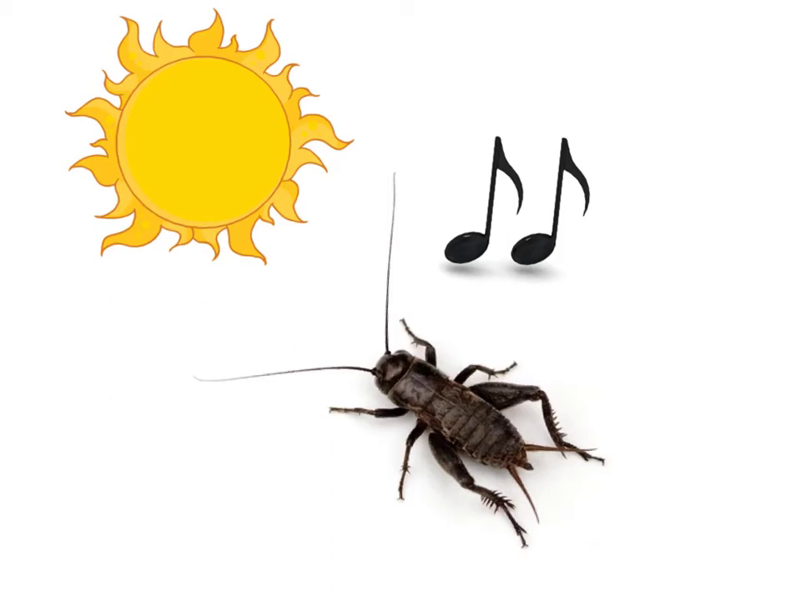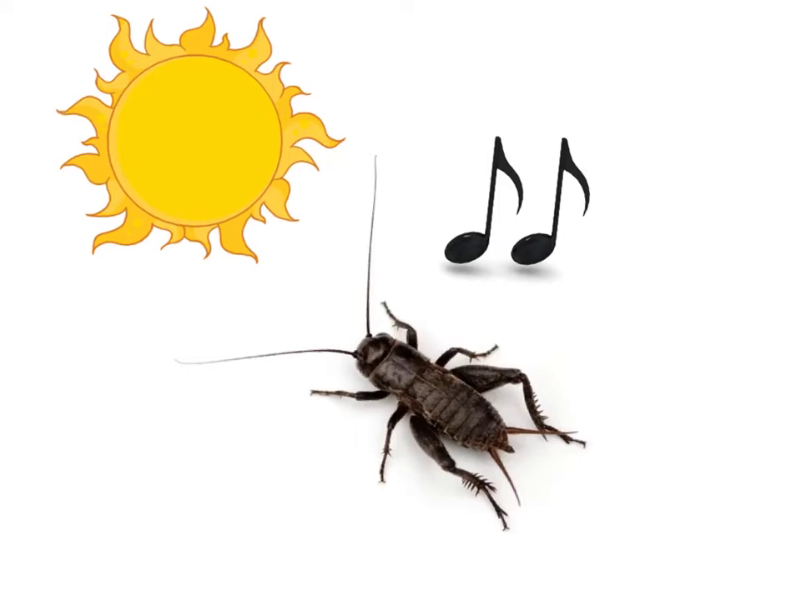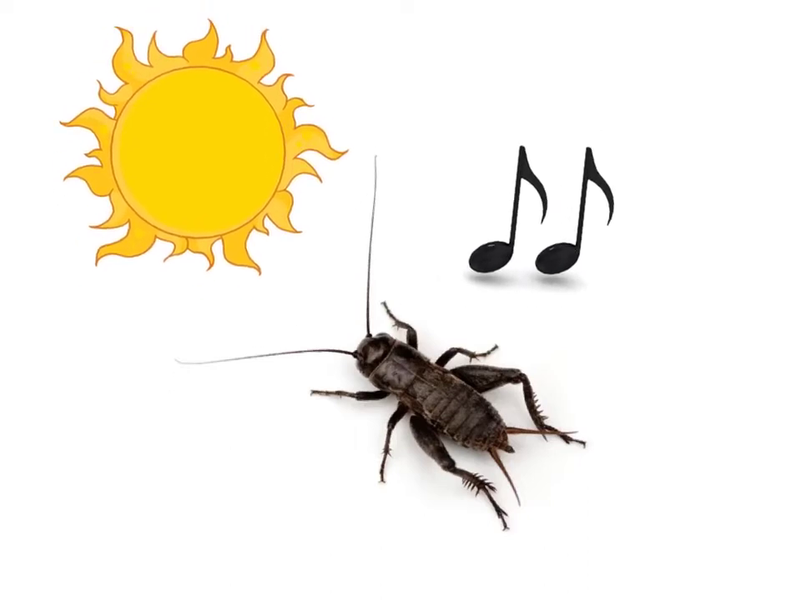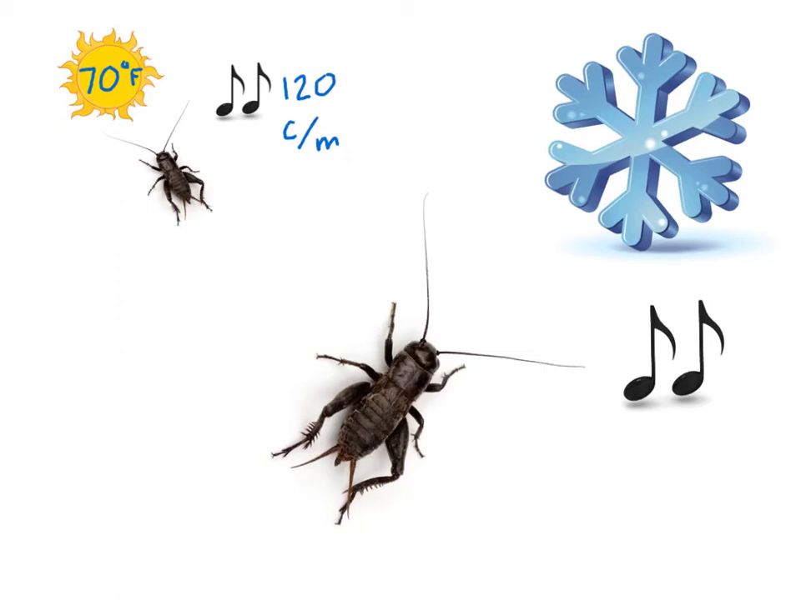So Dolbear took these questions and he went to observe these field crickets. Here's a little picture of our field cricket. One thing he noticed when he was observing these crickets in nature is a pattern between the temperature outside and how much these crickets were chirping. For example, he noticed that when it was 70 degrees Fahrenheit outside, he counted 120 chirps per minute. I'm going to use that little symbol, C per M, for chirps per minute. He also found that when it was, for example, 42 degrees Fahrenheit outside, the field crickets were chirping 8 times per minute.